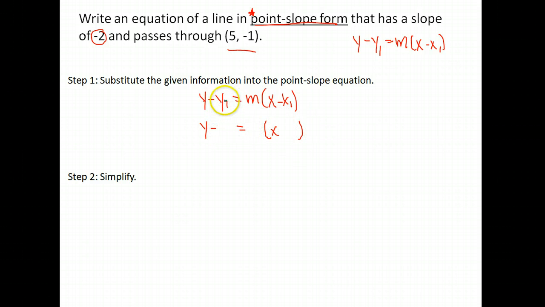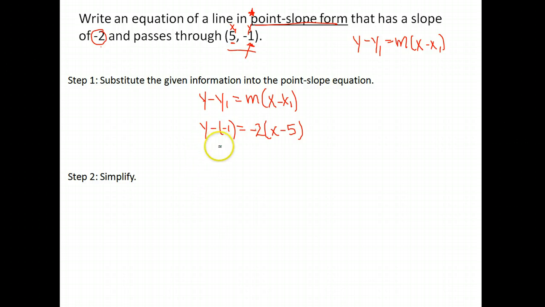Everything else I replace. The y1 is the y for my point. Now, be very careful. Remember, x is first in a point and y is second. So here's the y for my point. That's my y1. So I have y minus -1 equals m. M is my slope, which I see up here was -2, so I put a -2 right there where the m was. X minus the x from my point that they gave me was 5. Okay, that's step 1. You replace the information.